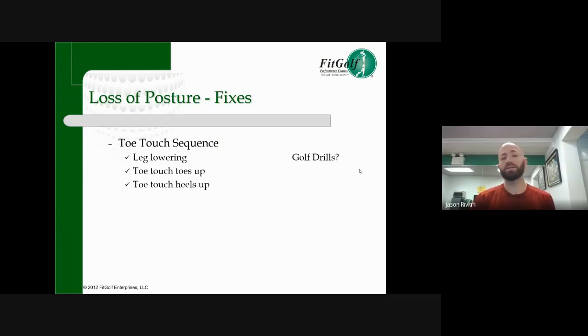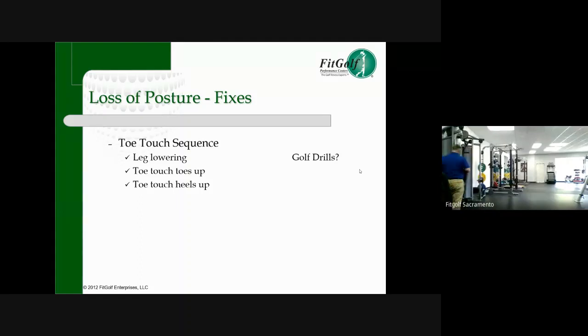Toe touch exercises. We do two variations. We do toe touch with toes up, heels up. Greg, do you want to show them that real quick? This is a really good one, an easy one to do out on the range. Let me see if I can pass it real quick. We still have the foam roller. Toes up, heels up.